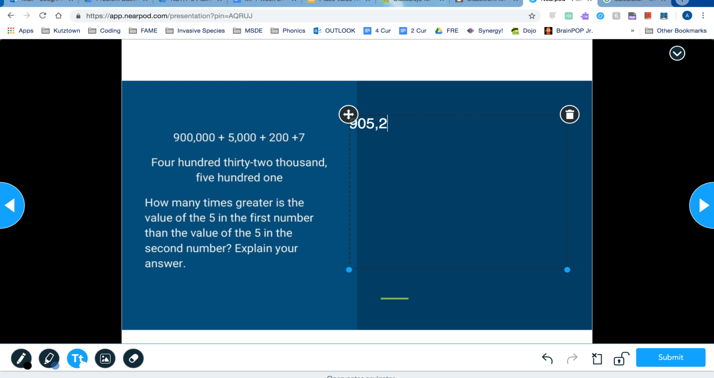Well, I don't want to do this because that's 27, and I don't want to do this because that's 270. Make sure you use your zeros as placeholders. So I'm going to do 207. Don't let this fool you. Make sure you are putting your placeholders, your zeros. So I have 905,207. For this one, it's in written form, so I'm going to put it both in standard form and then expanded form.